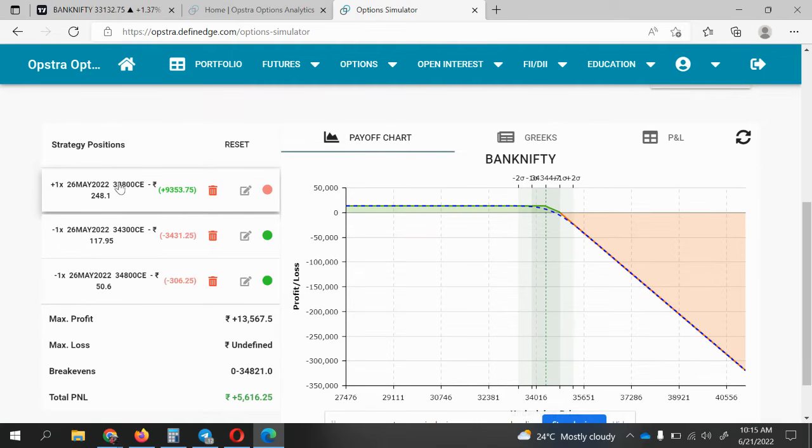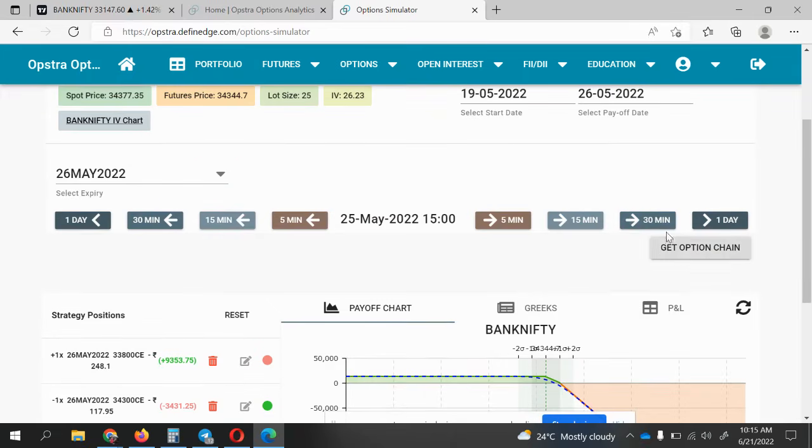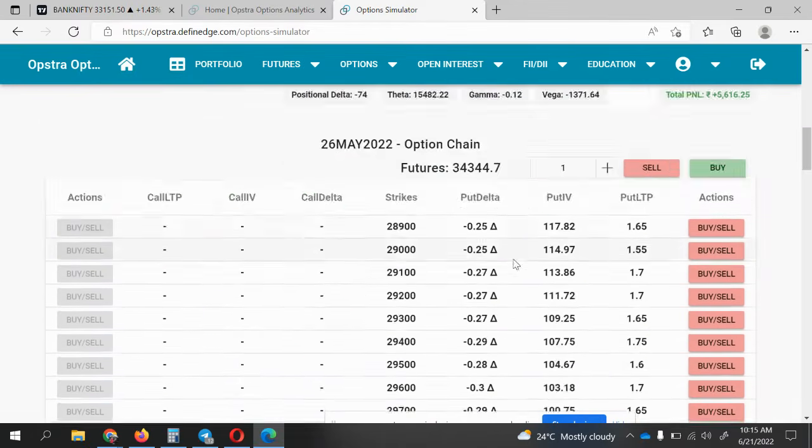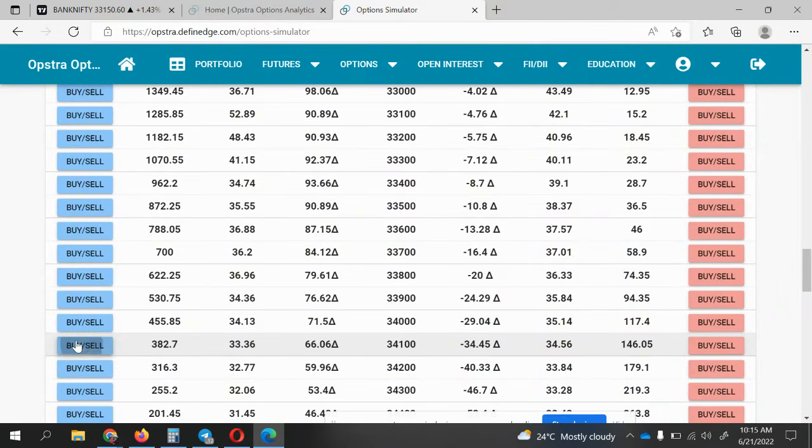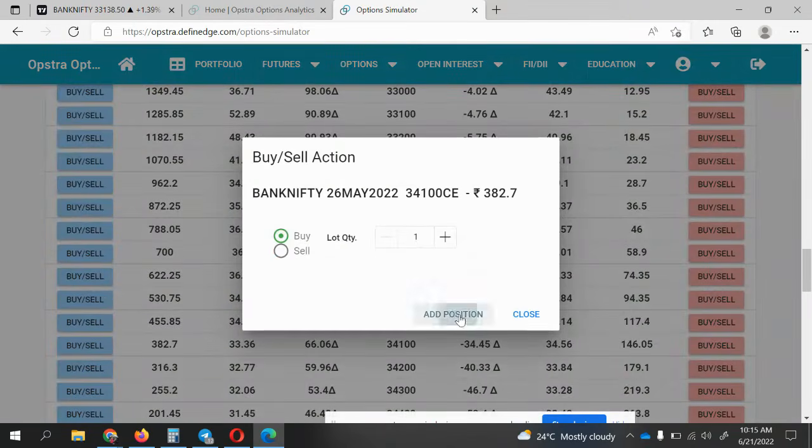So what is the spread? Basically the difference. See, 34,300 and 33,800. We have a spread of almost 500. So what I'll try to do, this leg I've squared off, right? So I'll try to get 34,100 to make it back to a ratio spread. Okay, 33,800 I've booked, right? I'll get 34,100 because I have to convert that back to a ratio spread, right? So I'll buy this leg.